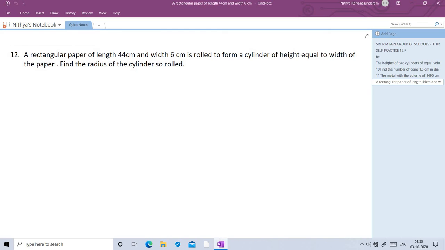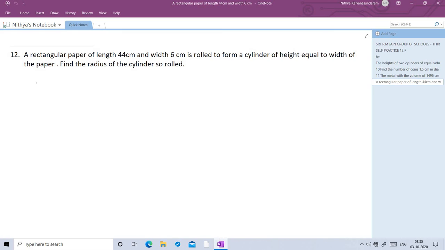Twelfth question. A rectangular paper of length 44 centimeter and width 6 centimeter is rolled to form a cylinder of height equal to the width of the paper. Find the radius of the cylinder. So we want to find the radius of the cylinder. The height of the cylinder is equal to the width, so the cylinder height is 6 centimeter.